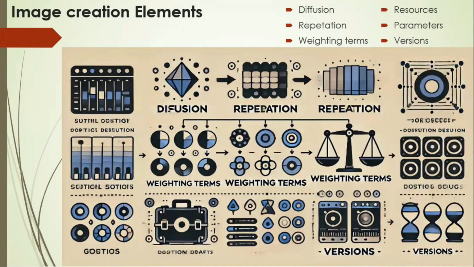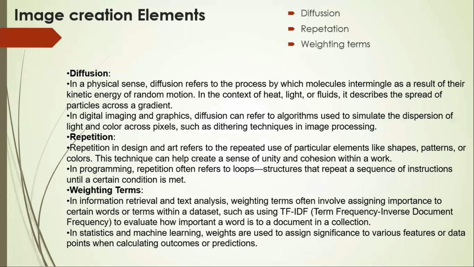So there are image creation elements using different techniques as well. Apart from all these 12 techniques, we have different techniques which are useful to create a very good image. They are called diffusion, resources, repetition, parameters, weighting terms, and versions. Diffusion means mixing and matching multiple stuff. Repetition means you can add multiple stuff and create a good image. And resources means whatever you are giving from your resources. So that information is there.